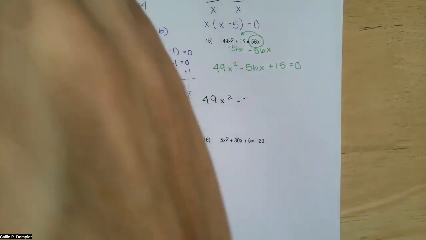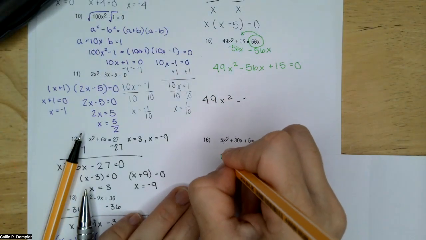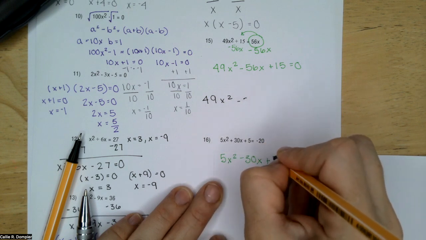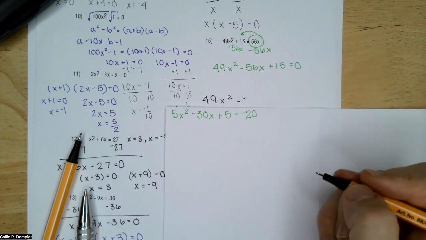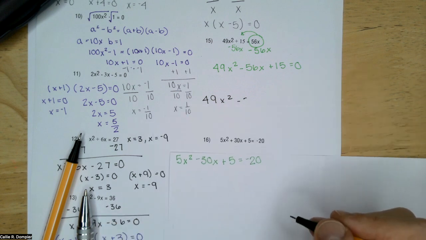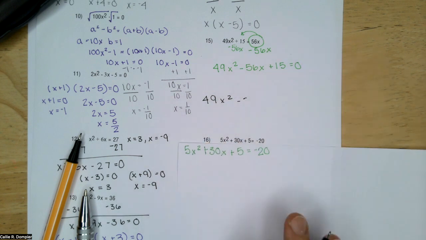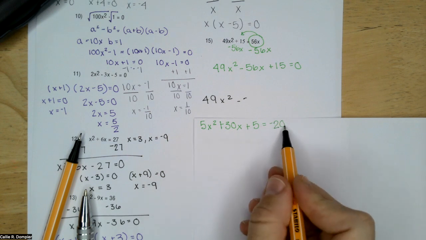Last one is number 16. I don't think I can fit it. 5x squared minus 30x plus 5 equals negative 20. All right, I see two things about this. Did I copy it down right? I didn't. It's plus 30x equals negative 20. I see that I can factor out a 5 and that it's not set equal to 0.